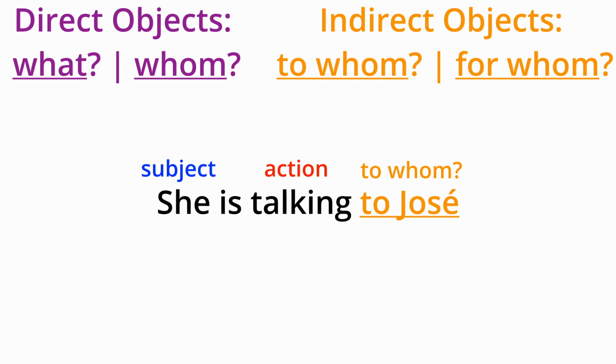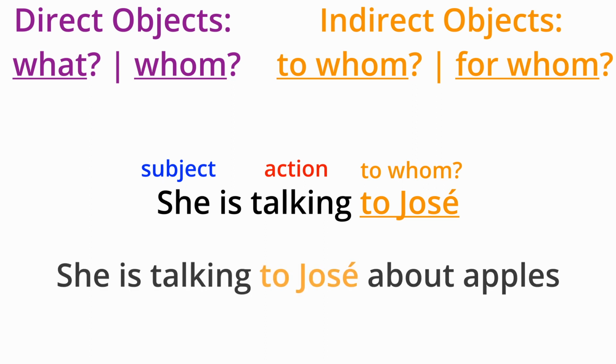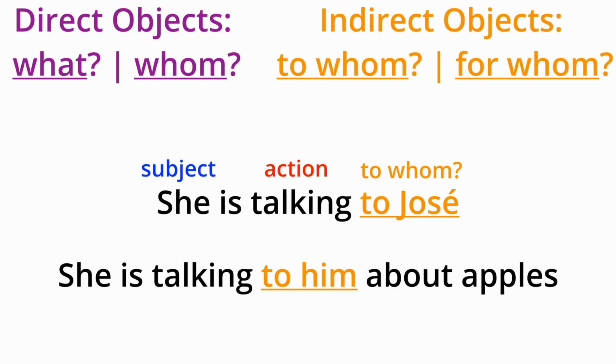But let's focus on Jose, or rather the indirect object of the current sentence. Let's say I add another sentence, which is: she's talking to Jose about apples. The fact that we repeat Jose twice in a row makes us look like a person with very questionable life choices. Just like in the previous video, there's a better way to sound less stupid, and that would be: she's talking to him about apples.